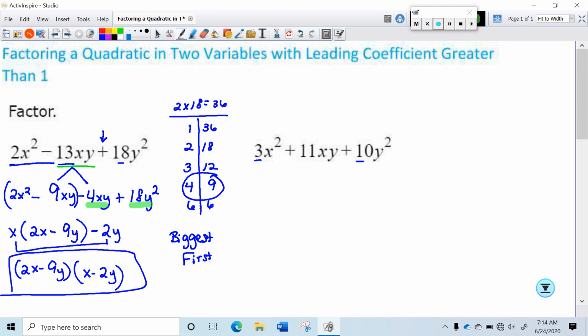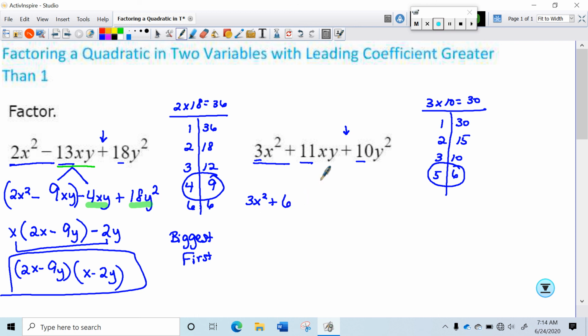Take the first and the last and multiply them. 3 times 10 equals 30. And I'm ultimately trying to add to get 11. I'm going to bring down the first term, 3x squared plus. I'm going to add to get 11. So 30 divided by 1 is 30. 30 divided by 2 is 15. 30 divided by 3 is 10. 30 divided by 5 is 6. That adds up to 11. And I put the biggest one first and the letters that go with that 11.